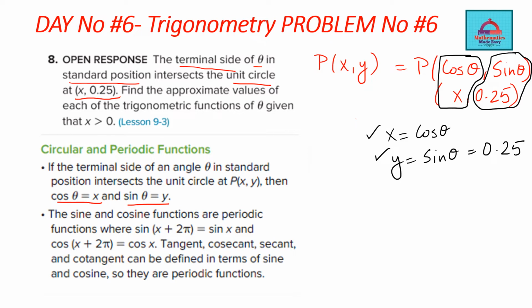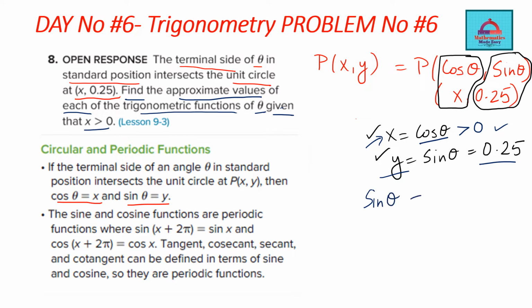Now let's see what we need to find. You need to find the approximate value. You don't want exact, you just want a rough value or an estimate of each of the trigonometric functions of theta, given x is more than 0. So this condition is given that x is positive, or in another way you could say that cos theta is positive. Because we don't have much information about the x coordinate except that it is positive, we still have information about the y coordinate. So let's utilize that information.